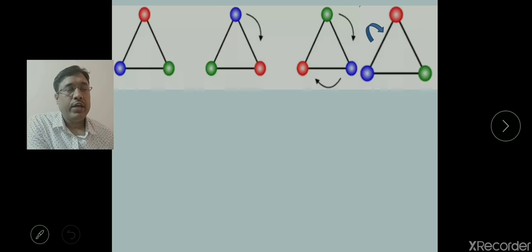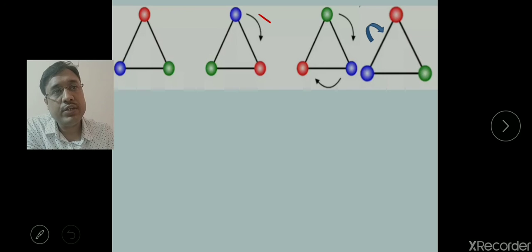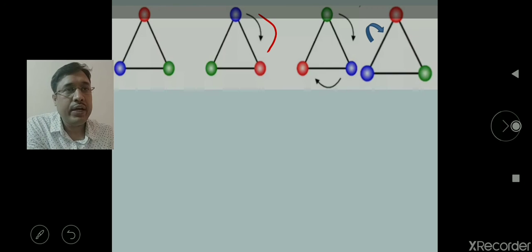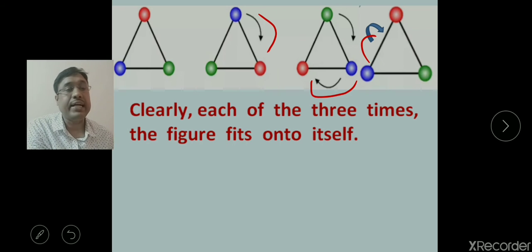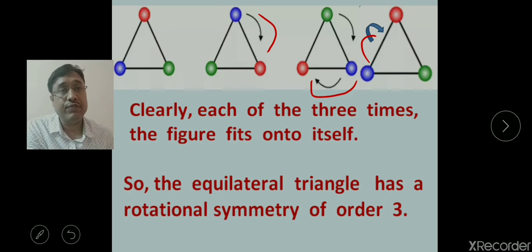We can define the order of rotational symmetry for the equilateral triangle in other figures also. Here it is rotated through 120 degrees, and again through 120 degrees, that means a total of 240, and at the last through 120 degrees again, a total of 360 degree rotation. So clearly all 3 times the figure fits onto itself, which means the equilateral triangle has rotational symmetry of order 3.